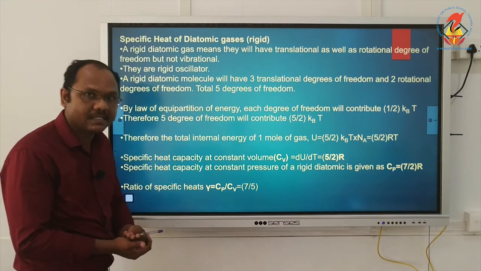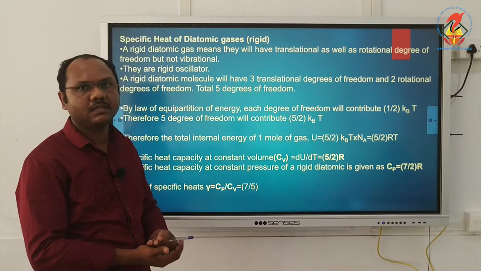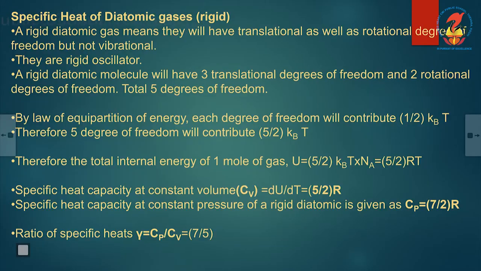Now we have to find Cv and then Cp, then the ratio. So how will you find Cv, specific heat at constant volume? dU by dT. I have to differentiate this. So when I differentiate, dT by dT becomes 1. So I will get 5 by 2 R.